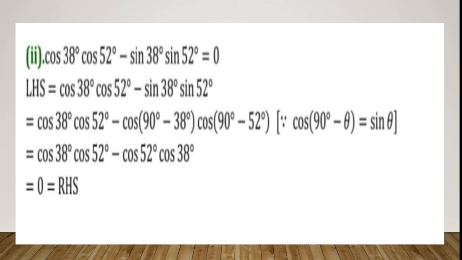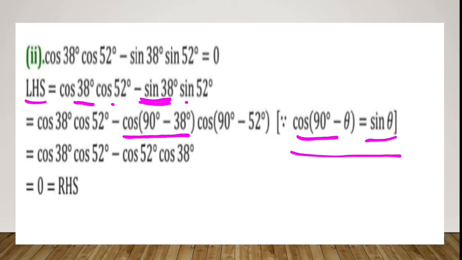cos 38 into cos 52 degree minus sin 38 into sin 52 degree equals 0. If you take the LHS, this will be the expression. Now I told you that cos is the complementary of sin theta. That's why in place of sin 38 you can use this formula and write cos 90 minus 38. Similarly, in place of sin 52 you can write cos 90 minus 52. If you do the subtraction under this bracket, it will be cos 52. If you do the subtraction in this bracket, it will be 38, that means cos 38.